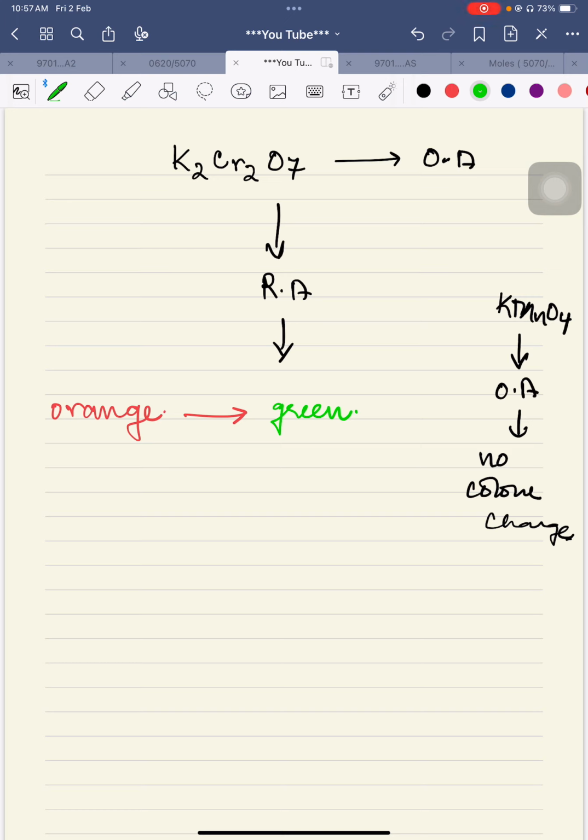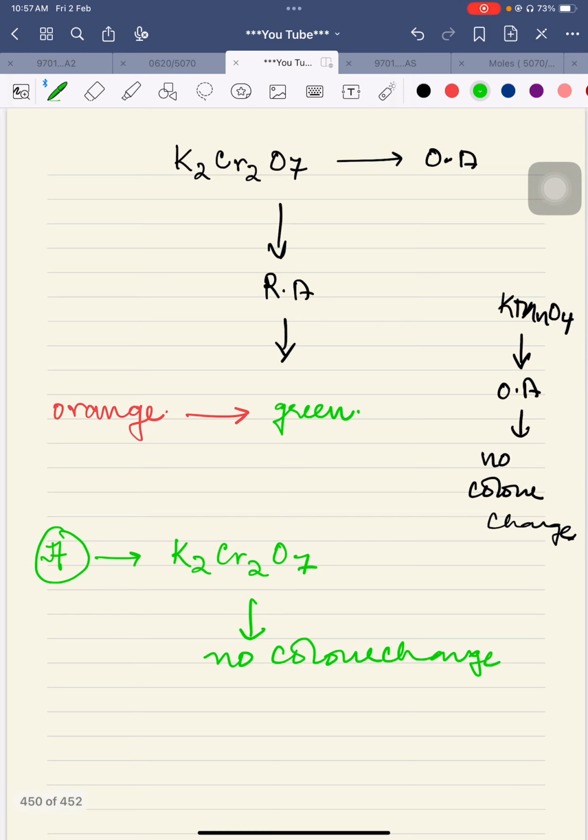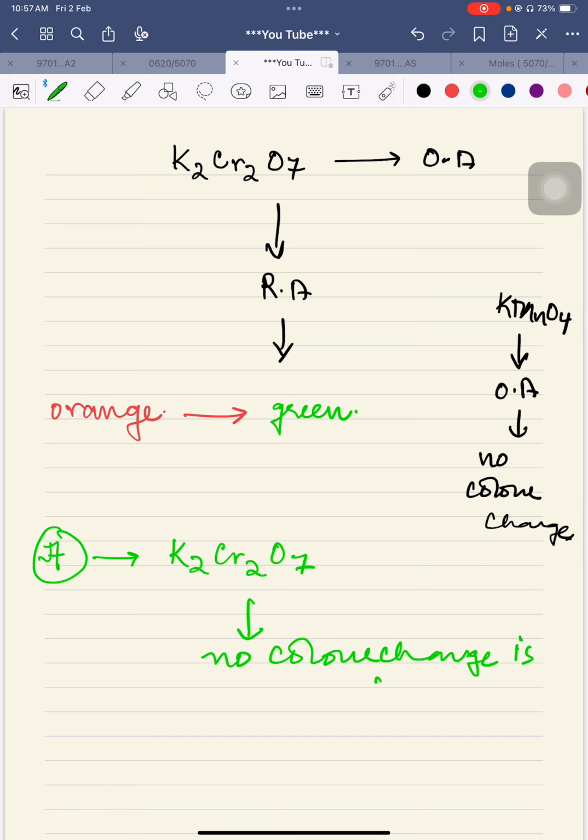And for example, the examiner says that A is a substance. It is added to K2Cr2O7, and no color change is seen. From the idea of KMnO4, you should know this answer. Then what will be the nature of A? We can say that A will be an oxidizing agent. Why? Being an oxidizing agent, it is not changing the color of K2Cr2O7, which is also an oxidizing agent.